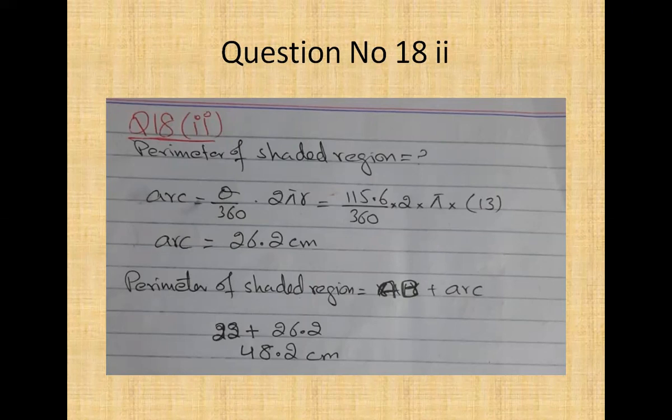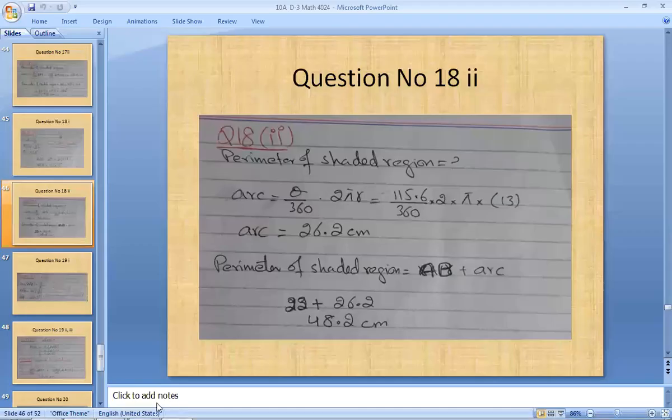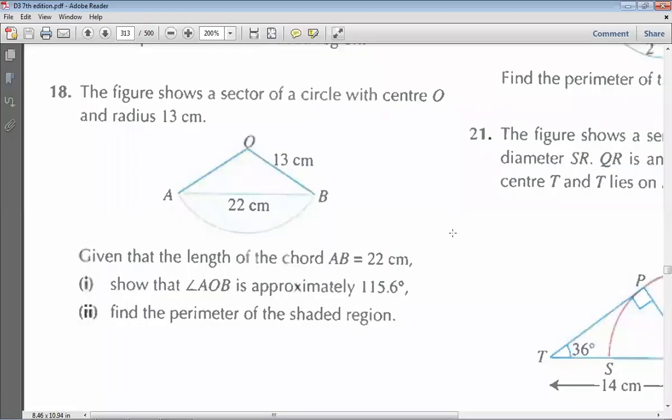The perimeter of the shaded region is AB, that chord, plus the arc. So the AB side is 22 and the arc is 26.2. So the total perimeter of the shaded region will be 48.2 centimeter. 48.2 centimeter will be the perimeter of the shaded region. So this is question number 18, and I hope that it makes some sense to you. Okay, so question number 18 is done. So let's move to the next question.